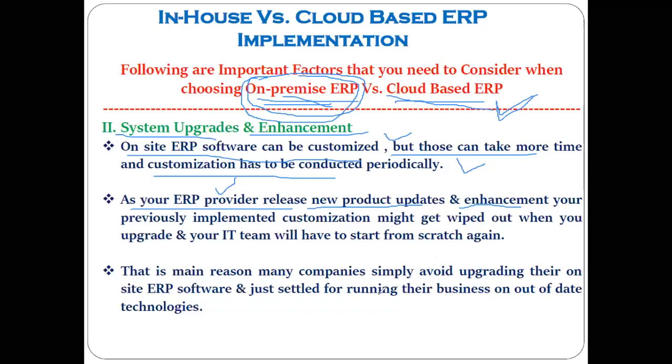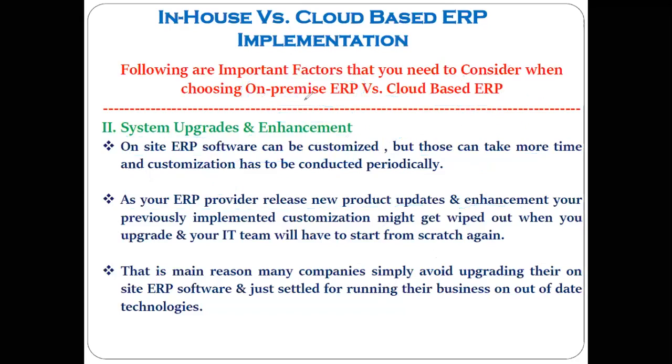Okay, and that is the reason those companies who are utilizing the on-premise ERP most of the time don't do the upgradation, don't do the updation. They always try to run their system using some out-of-date technology. Understood. But if the cloud-based ERP is there, if some new technology comes, then automatically those things get updated in your ERP system because your ERP system is already running on the internet.